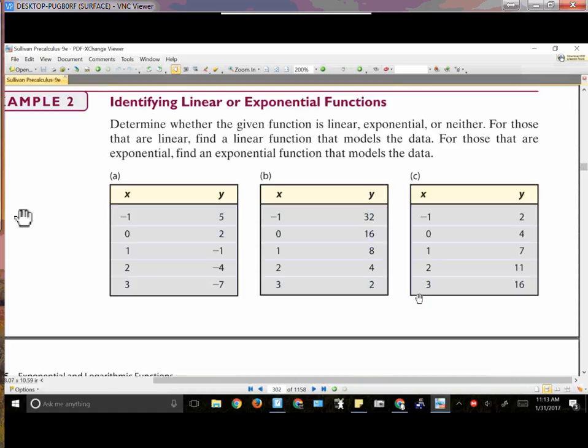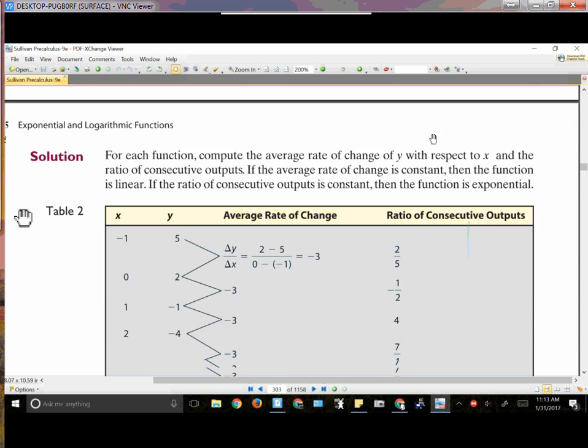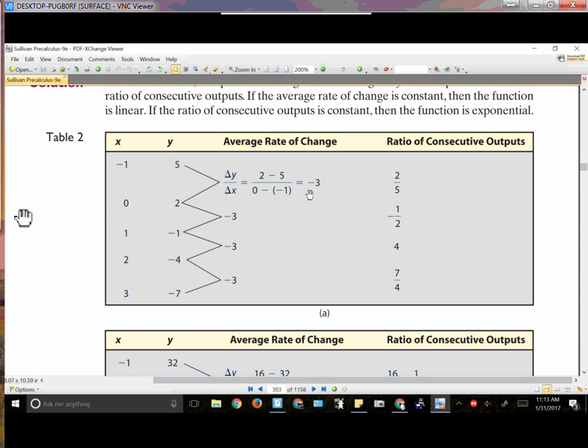One of the things that we need to do is determine whether a function is linear, exponential, or neither. Okay? For those that are linear, the linear functions, that models the data. So if I'm looking at this, is the average rate of change the same? Every time I do this, it's going down by 3. Linear function.